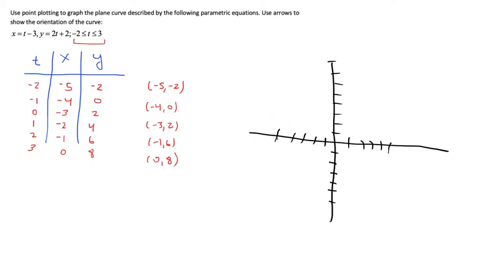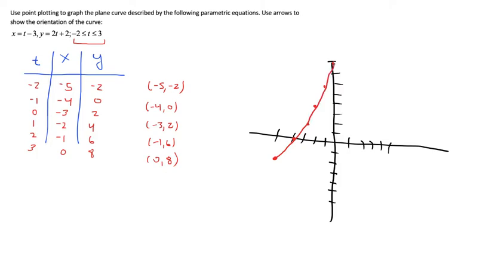So -5, comma -2. Notice I'm starting with this point because this is the smallest value of t, and that's actually important. When t is -2, the coordinate is (-5, -2). And then (-4, 0), (-3, 2), (-1, 6), (0, 8). I believe I'm missing a point here: (-2, 4). It's going to be right here. So we get a graph that is just going to be a line.